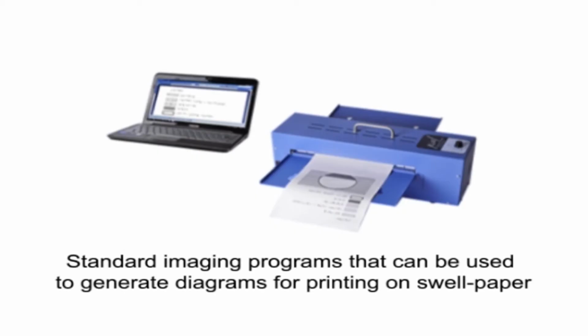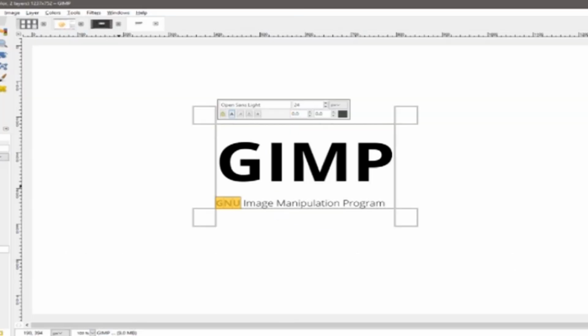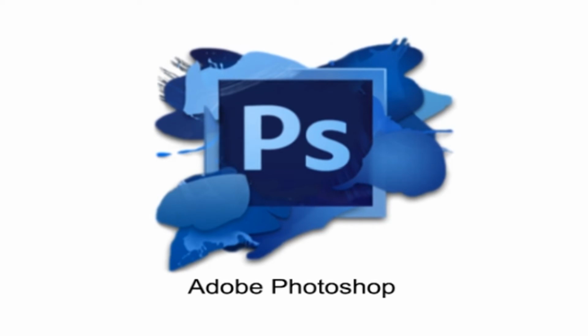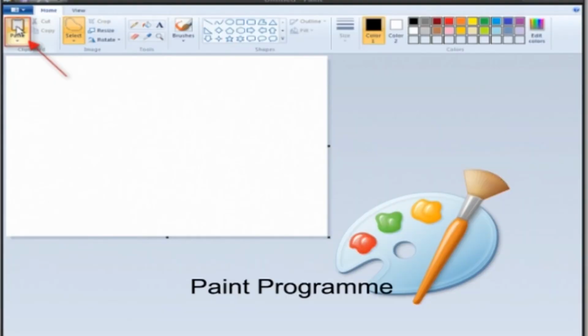The first one is standard imaging programs that can be used to generate diagrams for printing on Swell paper. The GIMP is an open source free program which is used to produce tactile graphics. Online documentation and support is freely available for GIMP. Adobe Photoshop is a well-known imaging program, but it is paid software. Your computer should have a Paint program installed for simple graphics.